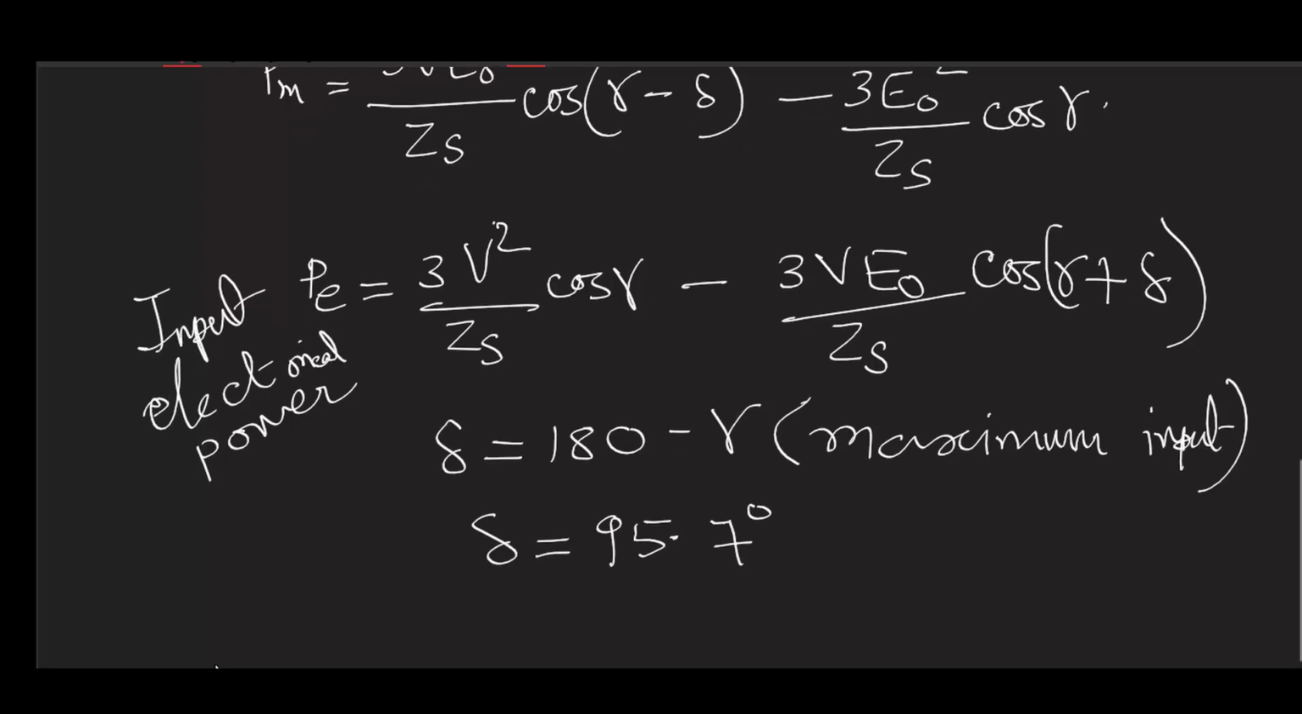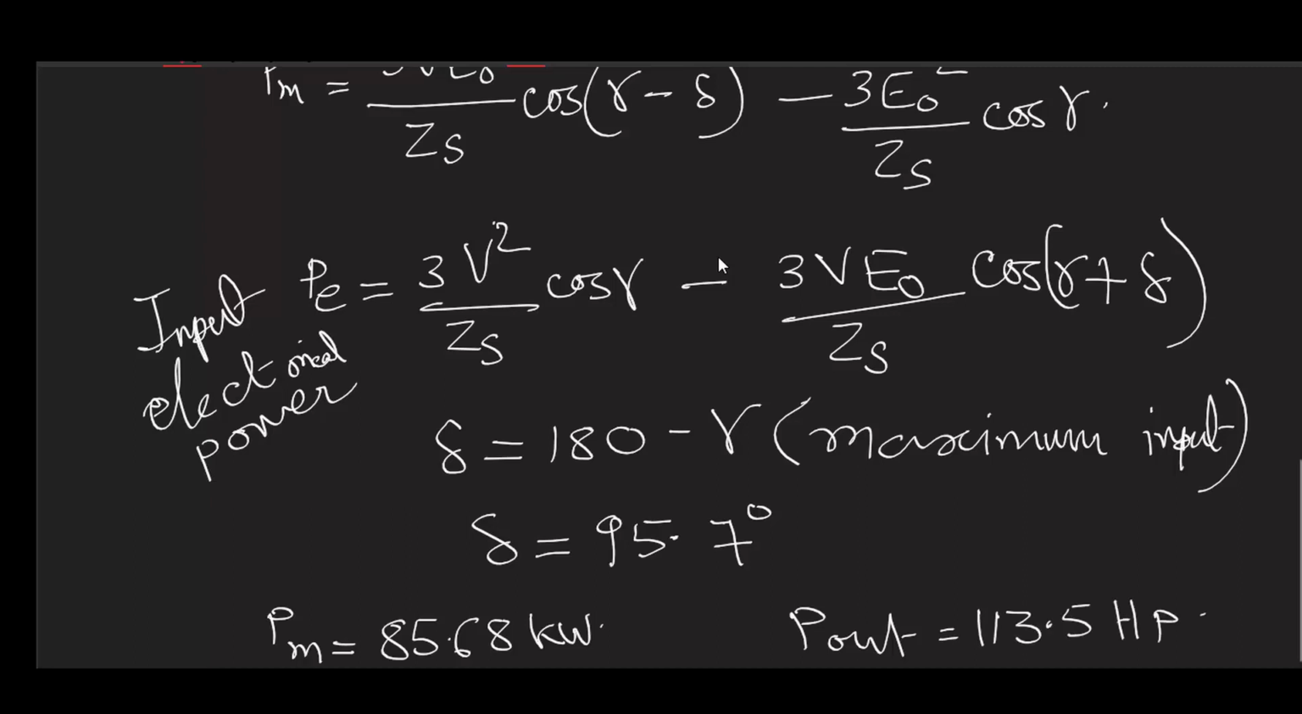Now let us find out what is the value of PM. You have to put the values, and if you calculate, you will find PM is 85.68 kilowatt. And what about your output power? Again, we need to subtract the constant losses. So P out will become, in horsepower I am writing directly, 113.5 horsepower, which is clearly higher than the normal rated condition of the machine.